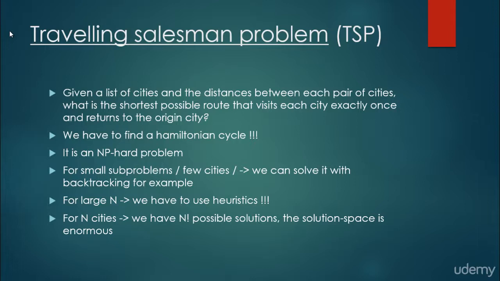It is an NP-hard problem, so for small subproblems, few cities, we can solve it with backtracking, for example, as we have seen. But if n is very large, for example, n is the number of vertices in a graph or the number of cities, whatever, we have to use heuristics. Because for n cities, we have n factorial possible solutions, so the solution space is enormous. We are not able to solve it in a brute force manner. We are not able to solve it with backtracking because there's lots of possibilities. So we have to use heuristics.